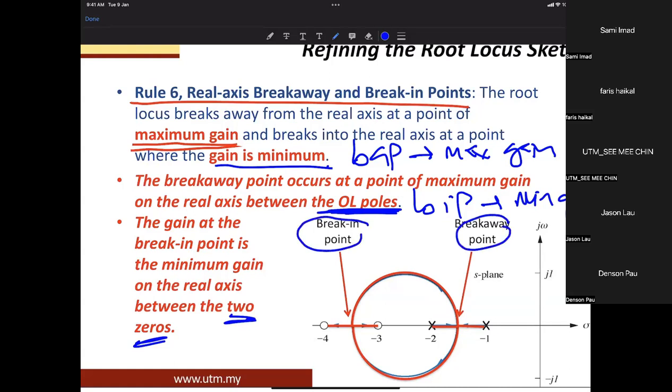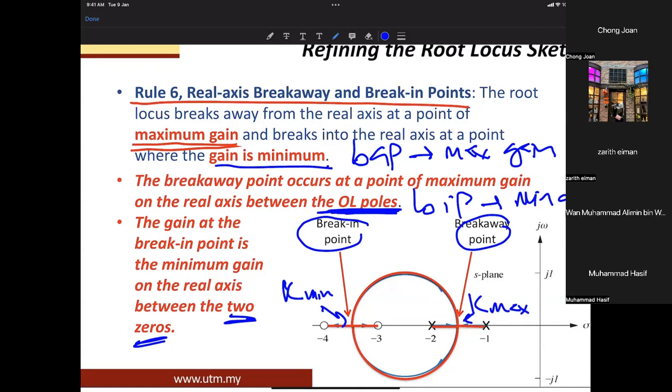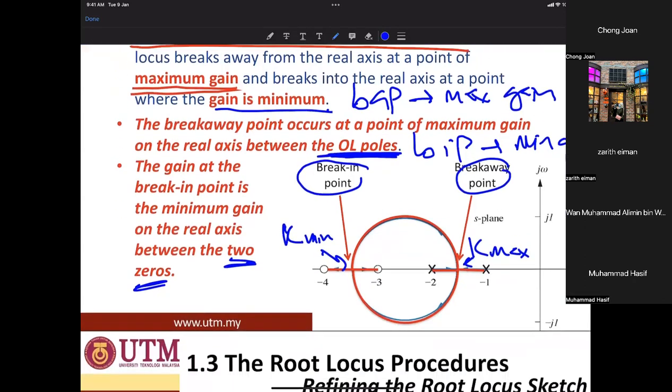I repeat again, breakaway point is where the gain is maximum, K max, between poles, and this one is gain minimum, K minimum, between two zeros. Can you remember? Jason? Jason Lau? Yes, sir. The difference between BIP and BAP.